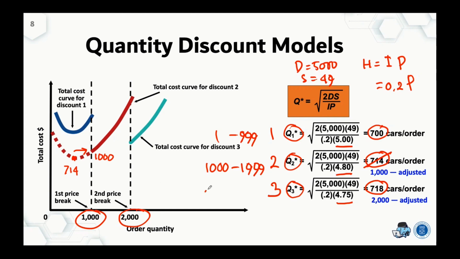Region 3 is the region where we purchase 2000 or more, above 2000. Based on this calculation, we have 718, so this is not applicable. We should adjust to the closest one, which is 2000.